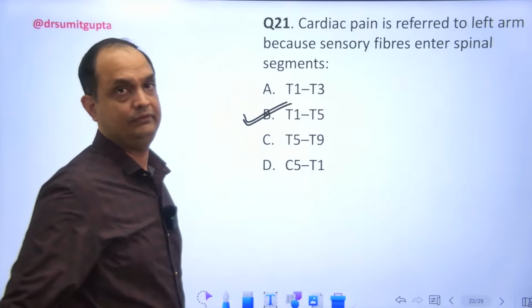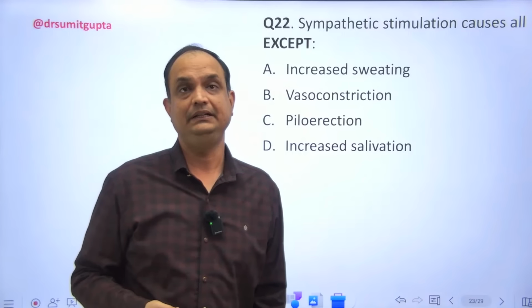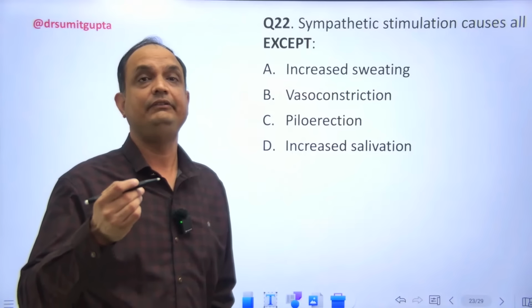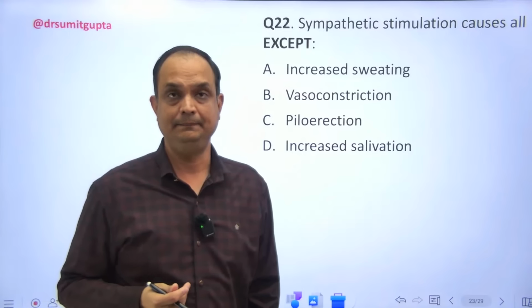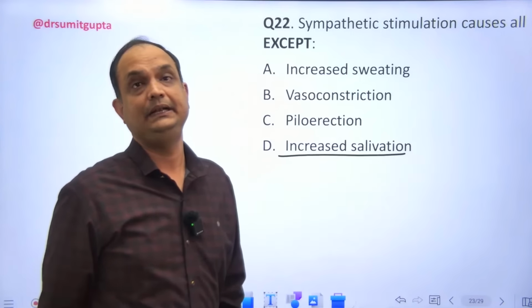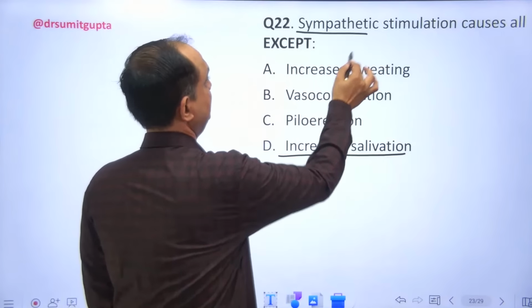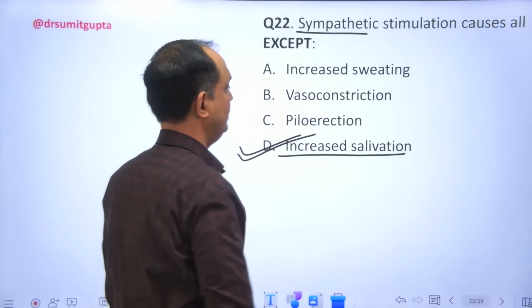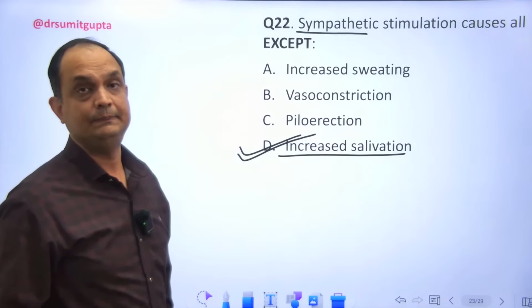Then the next question is: sympathetic stimulation causes all the effects except... Now, dear students, this is one of the very simple questions, because whenever you are dealing with the head and neck parasympathetic supply, you know that all the salivary glands are stimulated by parasympathetic stimulation. So increased salivation is a parasympathetic effect. We are dealing with the sympathetic. So the answer is D. It is not a function of the sympathetic system.